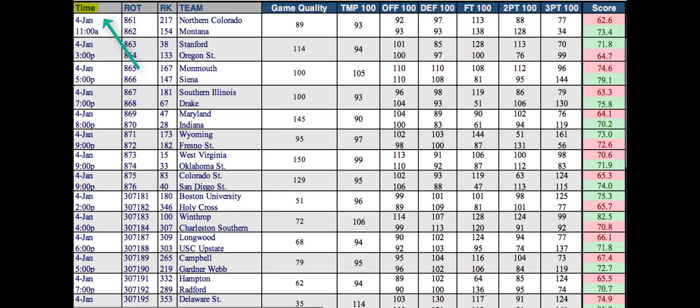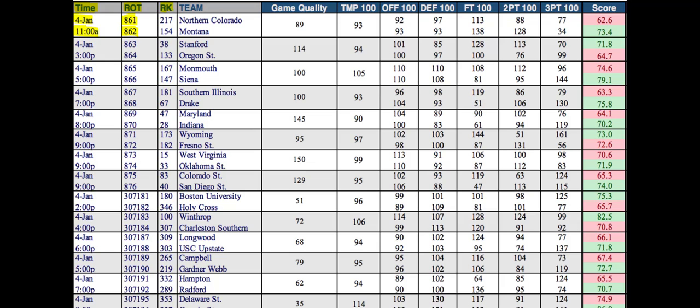Here's time. Just tells you what day and what time. I believe this is Eastern time that the game is going to be tipping off. Here's the rotation number, ROT. That tells you how to find this on your local sports book. Usually most sports books have the same rotation numbers for all these games, so it just makes it easier for you to find, especially on a Saturday where there may be up to 150 games. Having the rotation number can be beneficial.